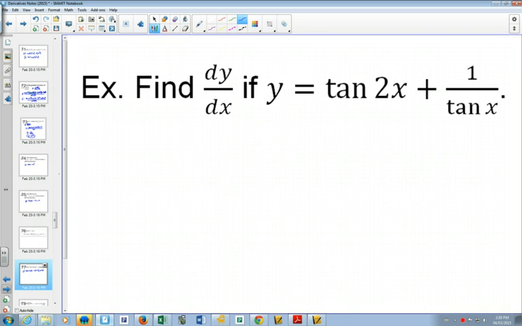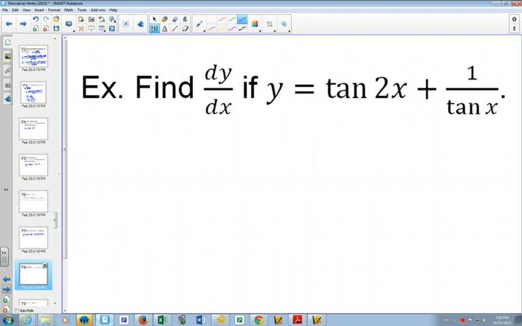For our next example, a couple of different ways you could go about this. You could, in the second one, use the quotient rule, or you could change that tan x to a tan x to the -1 and do it as a chain rule. Now, just show of hands, how many people did tan x to the -1 and chain rule? How many people did quotient rule? Okay. I'll do it both ways so you can check both your answers and see that they're the same.